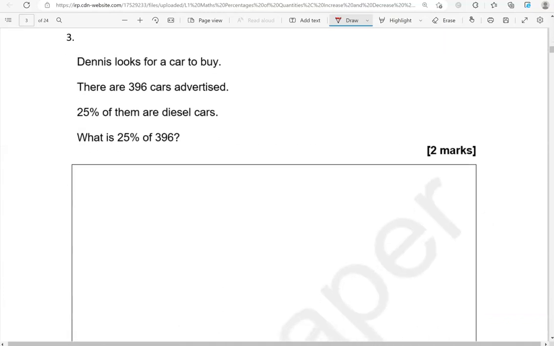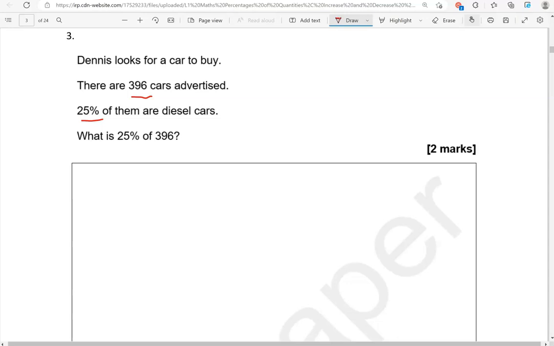Dennis looks for a car to buy. There are 396 cars advertised. 25% of them are diesel cars. What is 25% of 396? You can use the 10% method here and go working out 10% and then 10% and then 5% and adding them all together. However, we know that 25% is a quarter. So we can just work out a quarter of 396, which means dividing the number by 4.